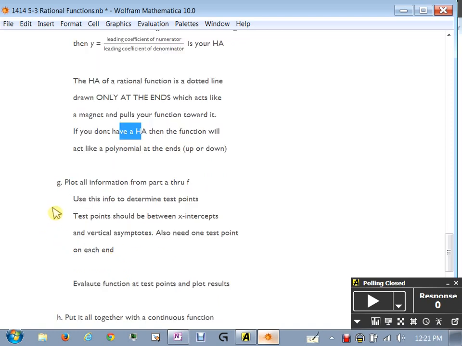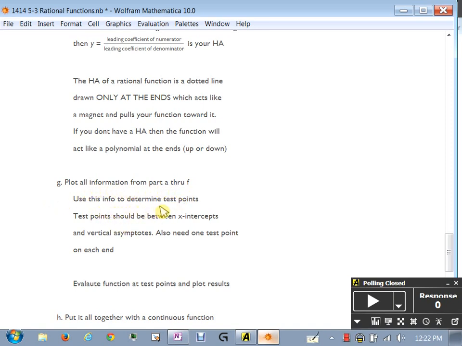Part G. After you've figured all this out, you plot all the information on your graph. You put it all there, okay? And you would think that would be enough. It's not enough, okay? So plot all the information, parts A through F.